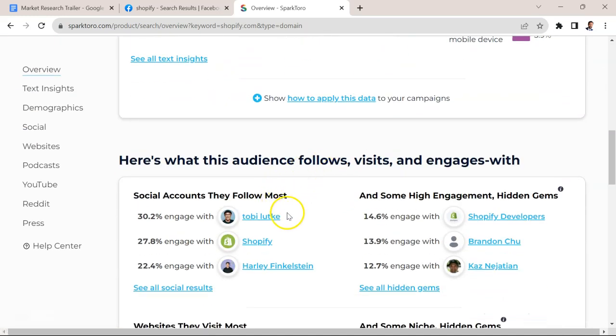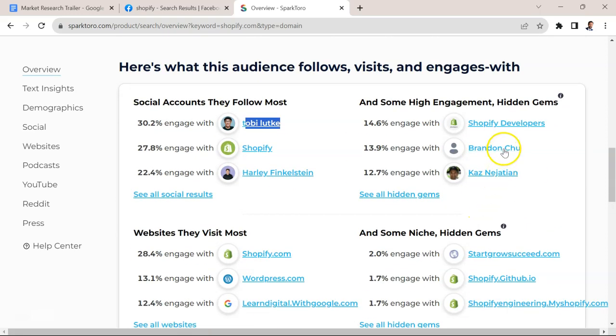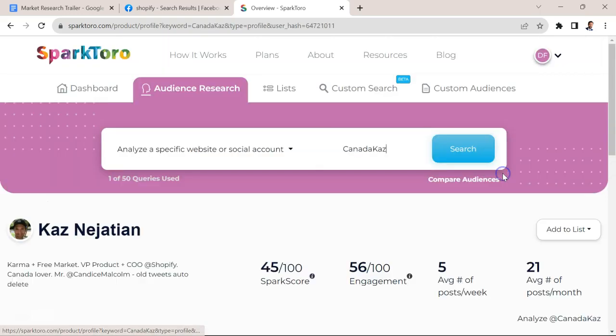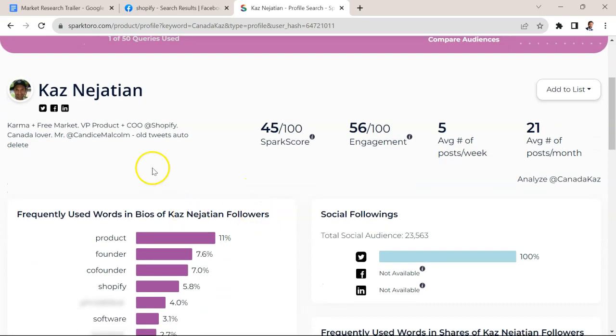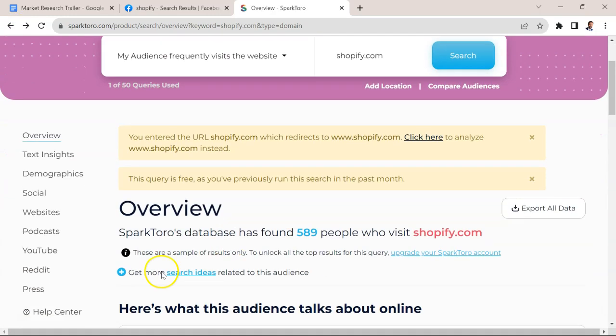We get some insights. So, social accounts they follow. This fellow, somebody that works at Shopify. So that's a strong candidate. We could see some hidden gems here. So let's take a look at this fella. Okay, so he was VP product and COO at Shopify. So this person's probably a little too high profile, not likely to respond to us.